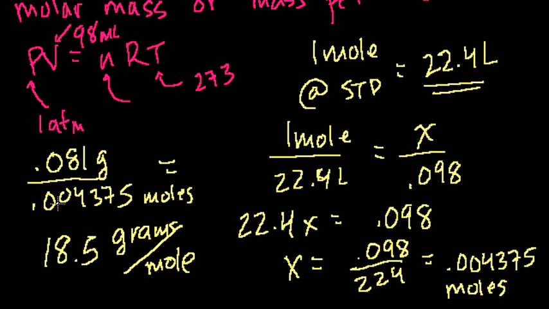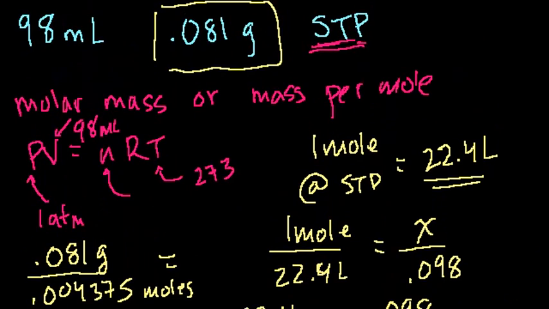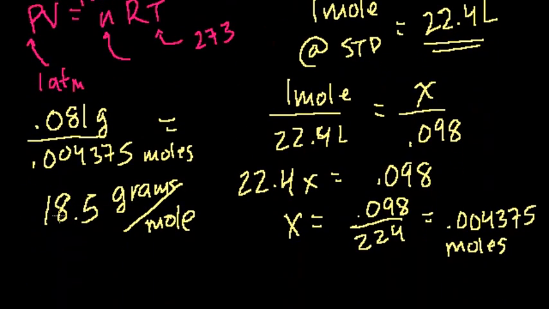So now this is an interesting question. We figured out the molar mass of our mystery substance that took up 98 milliliters and had a mass of 0.081 grams at standard temperature and pressure. Its molar mass, or its mass per mole, is 18.5 grams. So any guess as to what molecule we're dealing with? It's probably not going to be exact, but at least in my brain, water seems to be a good candidate. Water is H2O.